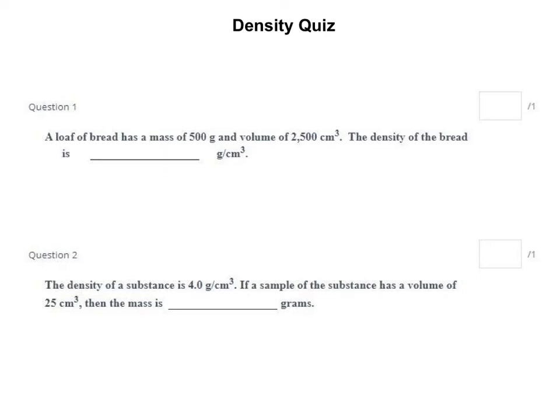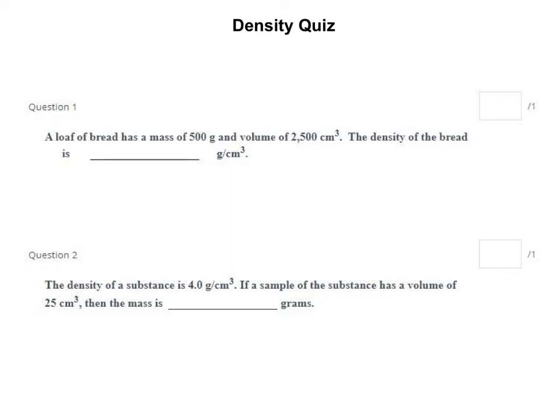Welcome everybody. I want to take a little bit of time to go over the questions on your quiz that you had on Friday. So number one says a loaf of bread has a mass of 500 grams and a volume of 2,500 cubic centimeters. The density of the bread is blank.